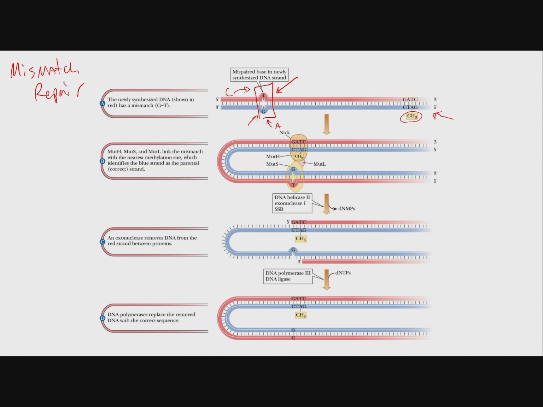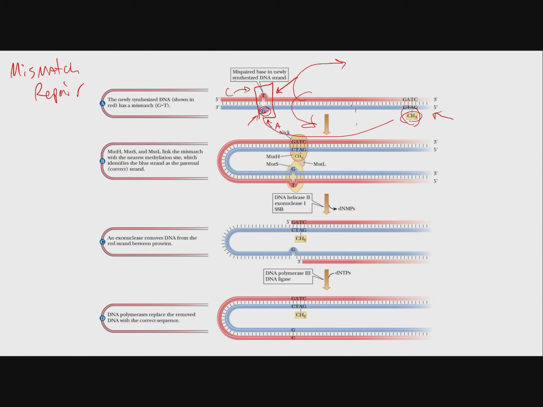They find this, they link the mismatch with the nearest methylation site. So this gets folded over. So that's what's happening here. This is folding this way. A protein is associating with this methylation site. Actually, it gets folded this way. My bad. Folded that way, so that the blues are on the inside and the reds are on the outside.